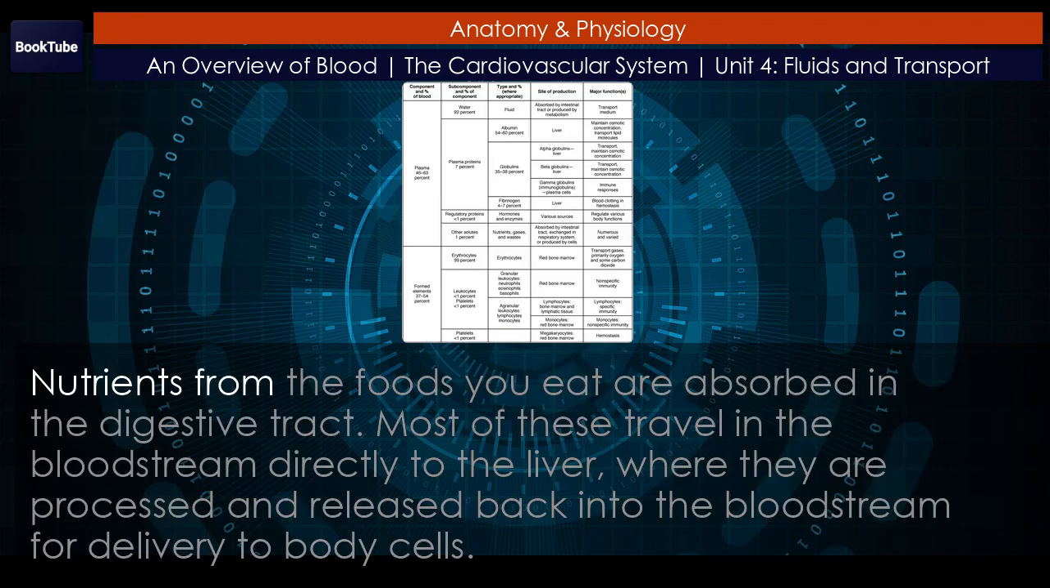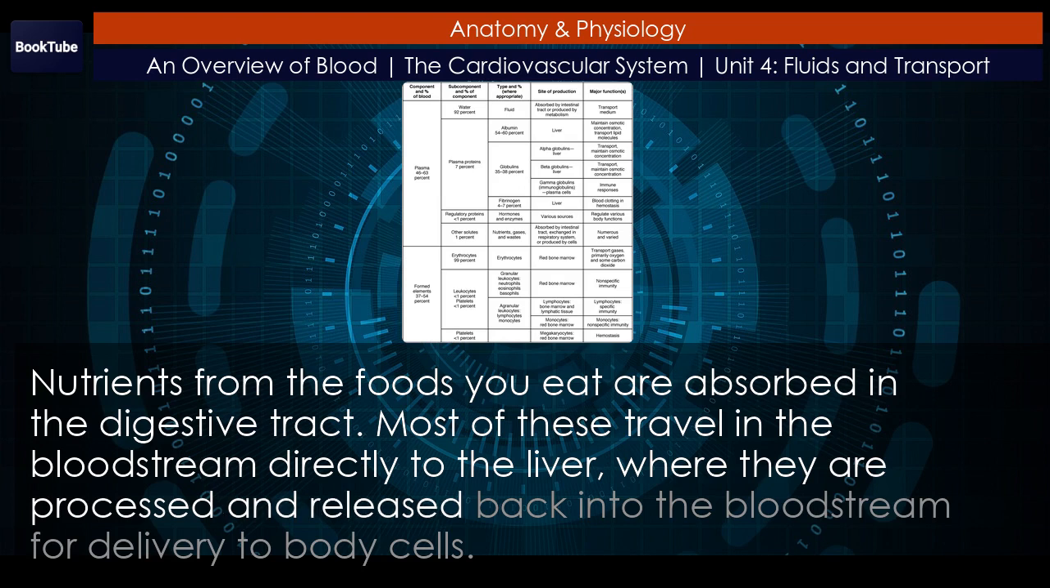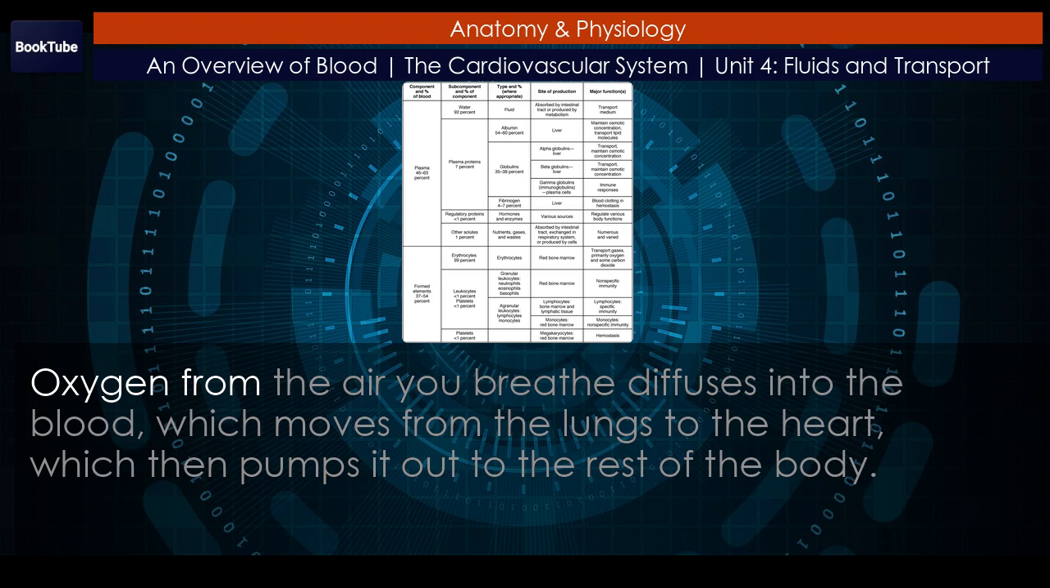Transportation. Nutrients from the foods you eat are absorbed in the digestive tract. Most of these travel in the bloodstream directly to the liver, where they are processed and released back into the bloodstream for delivery to body cells. Oxygen from the air you breathe diffuses into the blood, which moves from the lungs to the heart, which then pumps it out to the rest of the body.